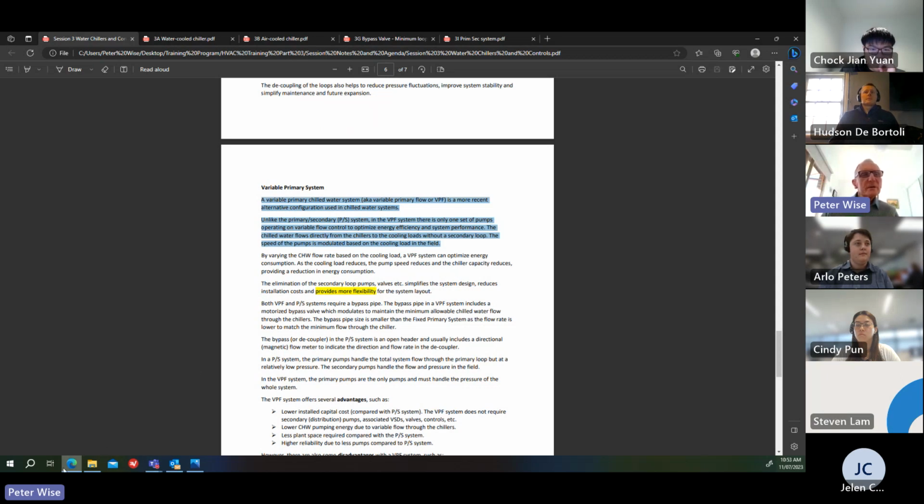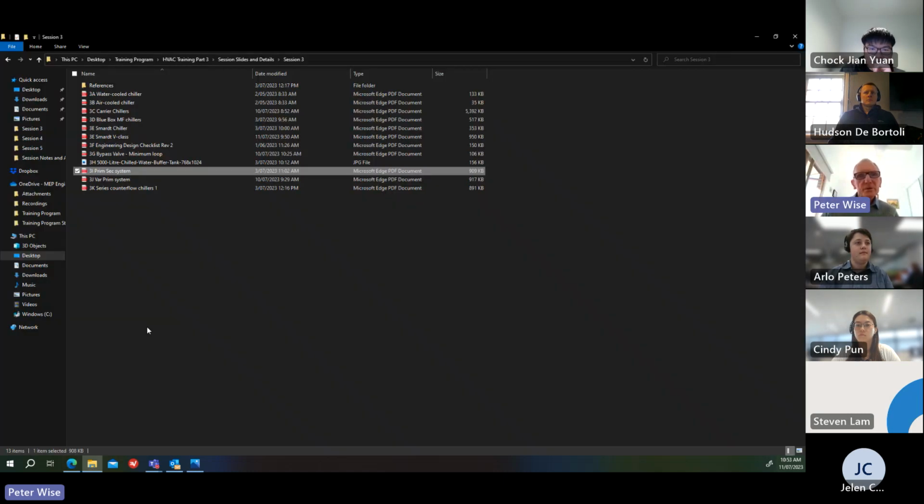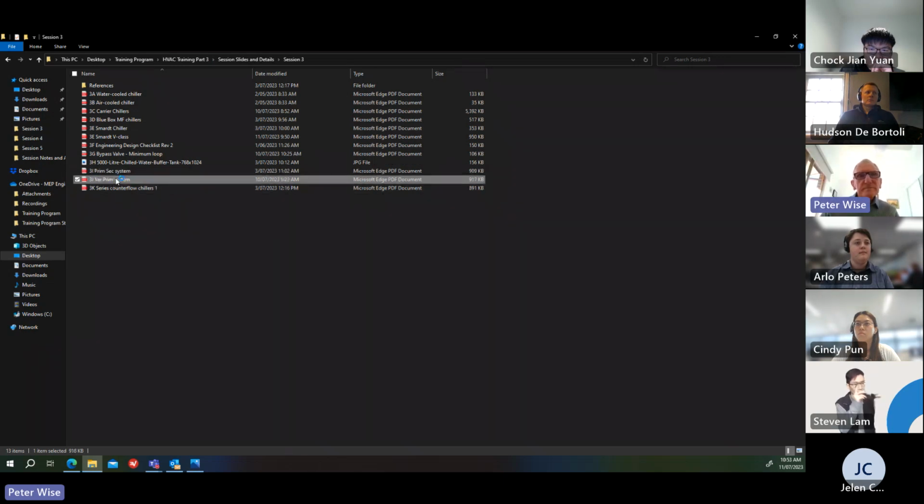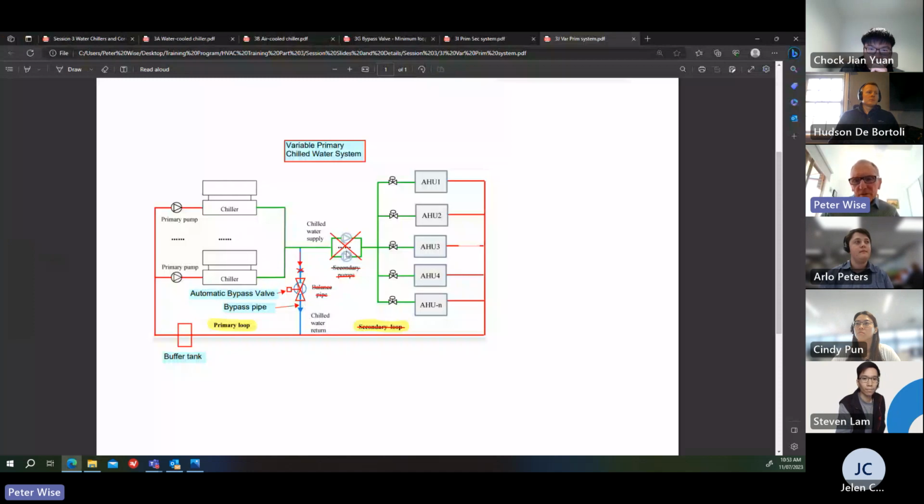So I'll show you a diagram of that, which is the same as the other one, but I crossed a few things out. So in this case, you don't have the secondary pumps. It's a variable primary system. So the pumps at the chillers pump the water through the chillers and then out through the field and then back again. And in this case, there is a motorised bypass because you have to maintain that minimum flow through the chillers. Again, there's a buffer tank there. So let me talk a bit about this.